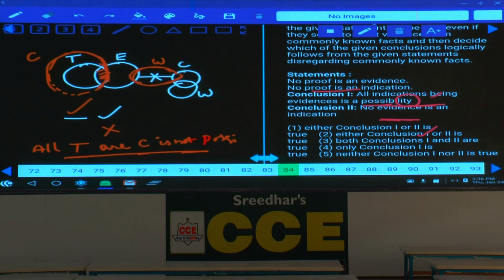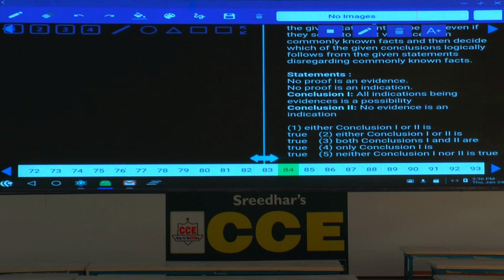Then question number 84. Now in this 84, no proof is an evidence. No proof is an evidence can be written like this, proof and evidence, no intersection between these two. And no proof is an indication. Hence, proof cannot be intersected with indication or with evidence.